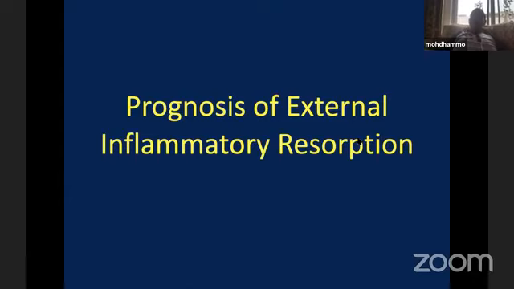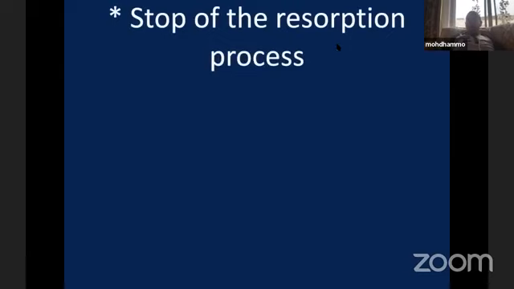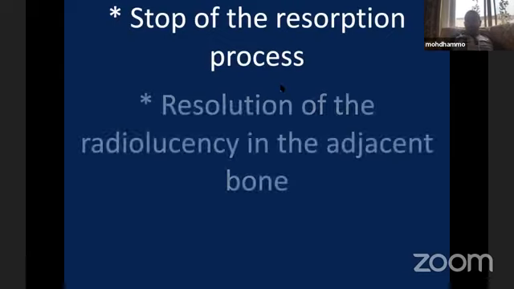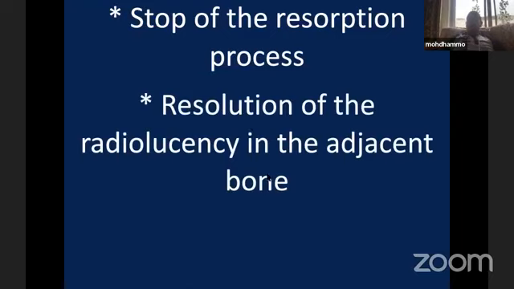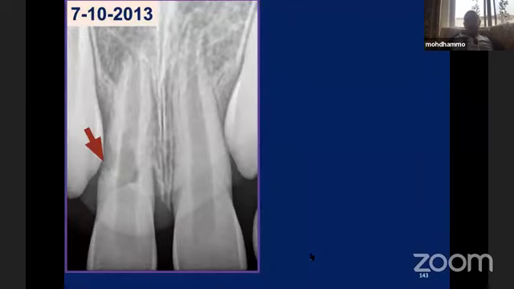What about the prognosis of external inflammatory resorption? We can evaluate the healing by stop of the resorption process, resolution of radiolucency in the adjacent bone, and re-establishment of periodontal ligament. So when the resorption stops, the radiolucency of bone disappears, and we have re-establishment of periodontal ligaments, we know our treatment was successful. So let's see here.